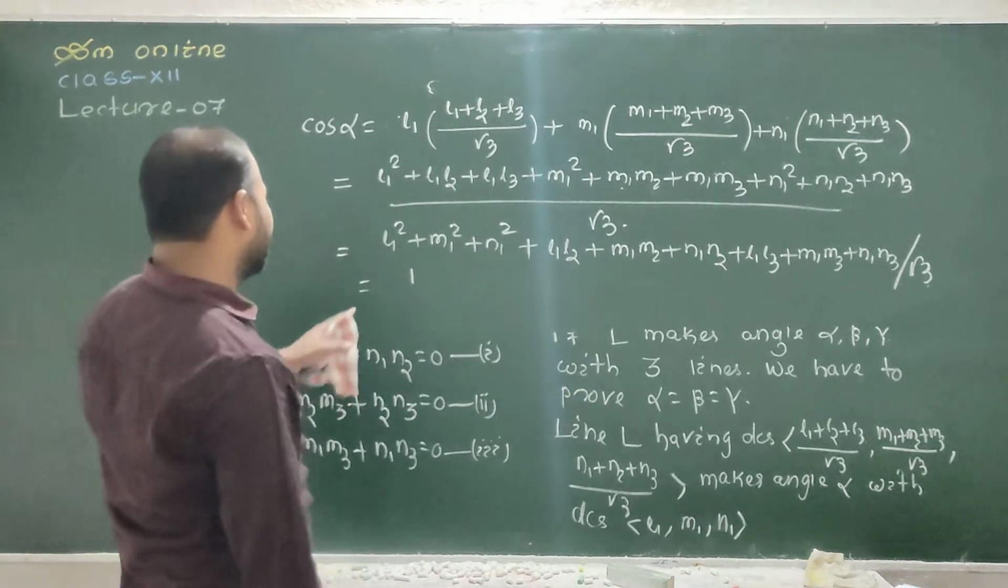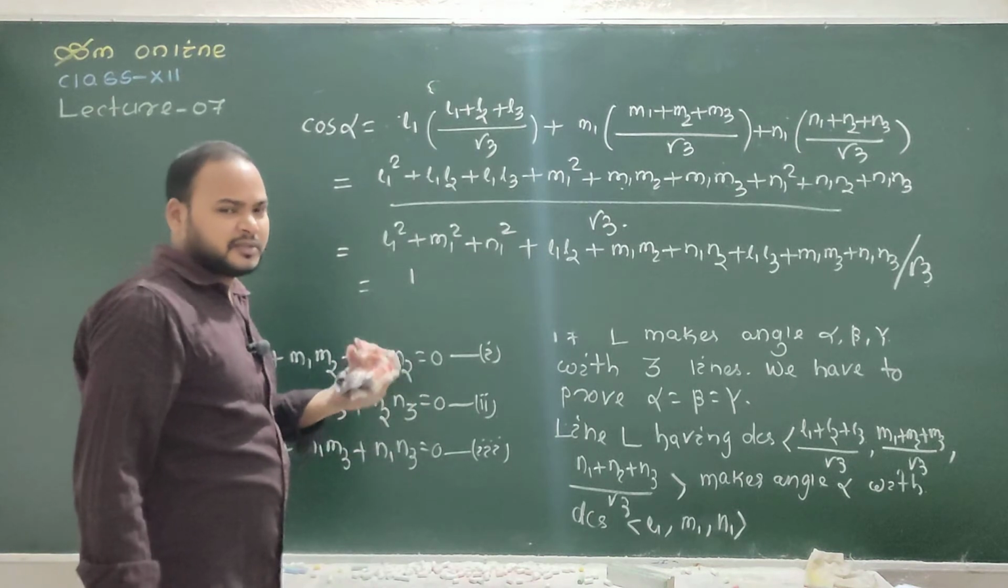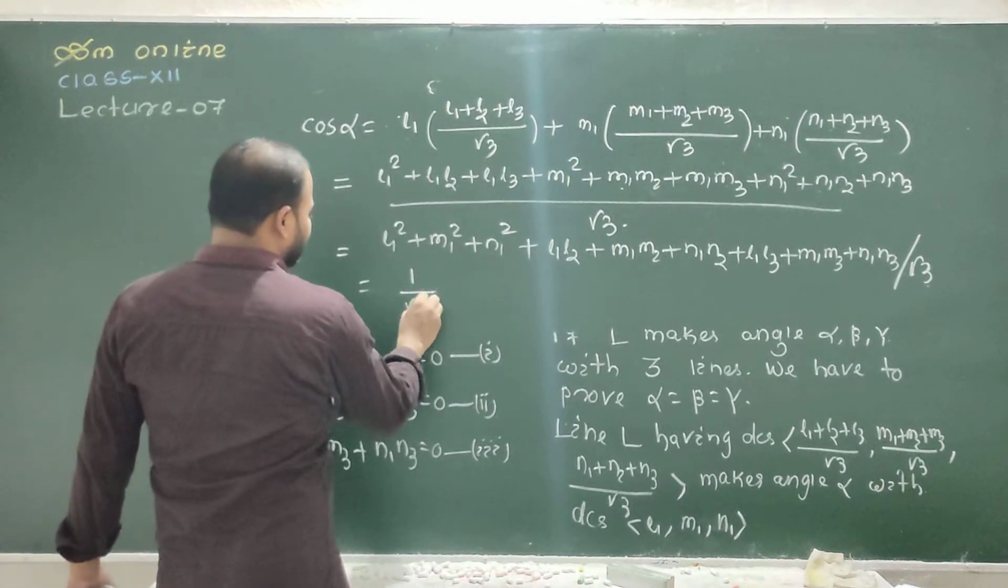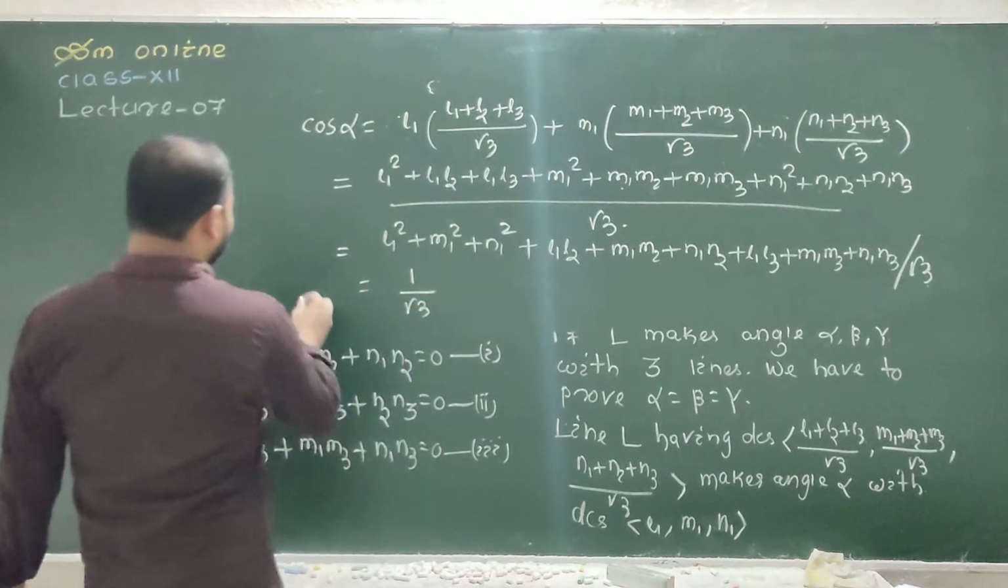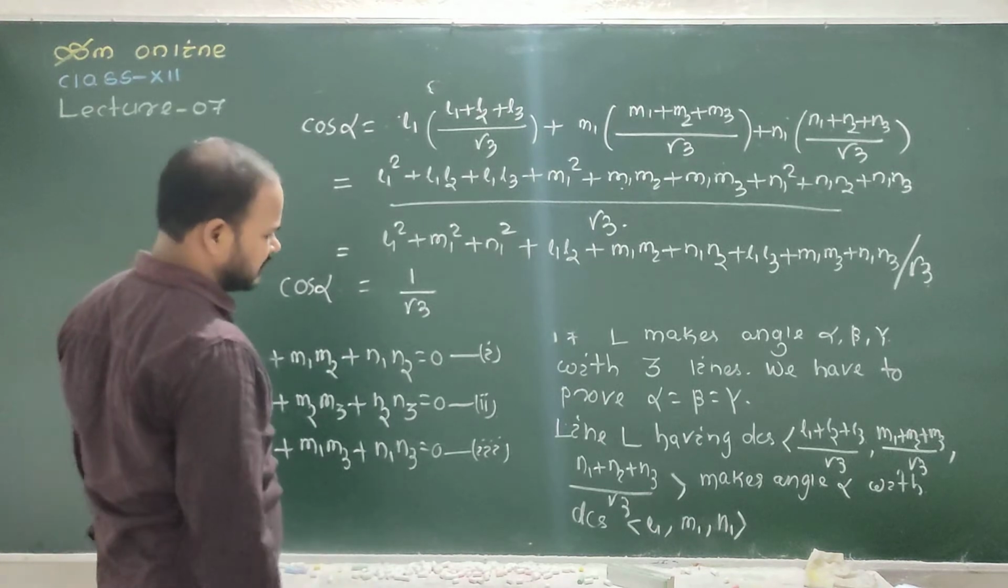Okay, and we know that if L, M, N are the DCS of the three lines, then L square plus M square plus N square equal to 1. Okay, so here 1 upon root 3. So the value of cos alpha equal to what? This is 1 upon root 3.